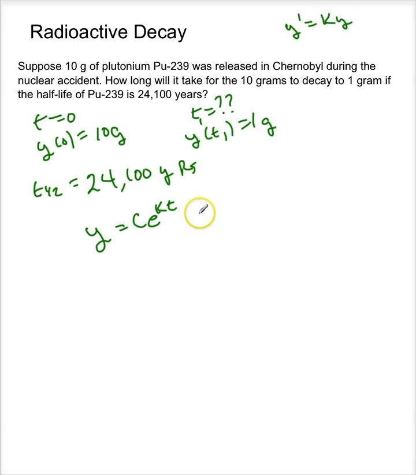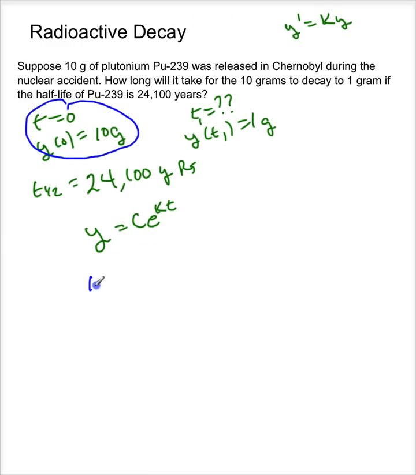Now let's look at this. Let's use our initial condition here that when t is 0, y is 10. So 10 is equal to c e to the 0. So c is 10. As you can see, c is always going to be your initial amount that you start with, so sometimes you can just read this off your equation. So y is equal to 10 e to the kt.